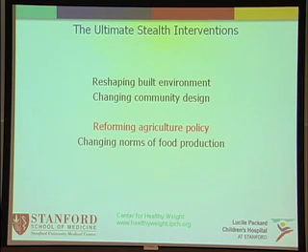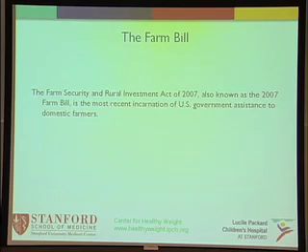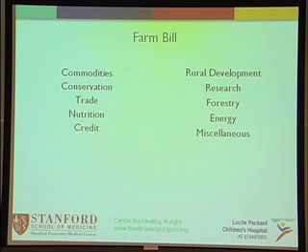Okay, so ultimate stealth interventions. Let's talk about reforming agriculture policy. Basically what we're talking about is changing the norms of food production. Many of you may have heard about the Farm Bill. It's officially the Farm Security and Rural Investment Act, the most recent incarnation of US government assistance to domestic farmers. This bill has 10 different overarching areas.